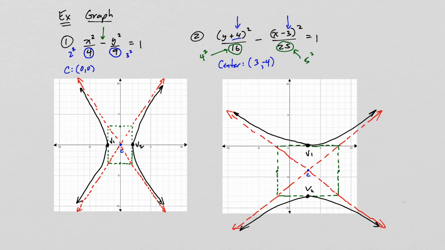Okay? And so the black graph, that's actually the hyperbola. That's actually the graph that we're graphing. All the other stuff, the dotted stuff, that's not actually part of the hyperbola, but you need those to graph the shape correctly. All right? Let's look at one more.